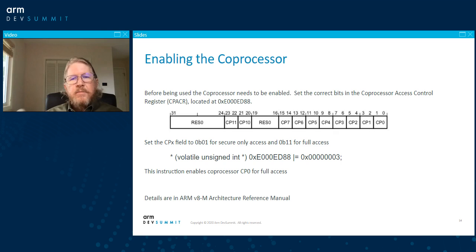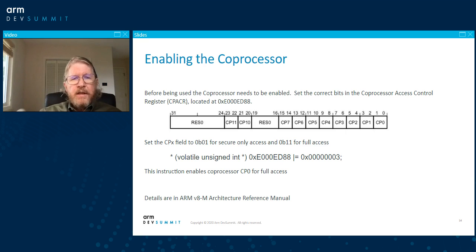This diagram displays the fields within that register. We're going to be attaching this coprocessor to coprocessor slot 0. If we set the CP0 field to a 0-1, we would get secure access only. Setting it to a 1-1 gives us full access. So this line of C code where we OR in the value 3 to this particular address will turn on that coprocessor and allow coprocessor instructions to access it.